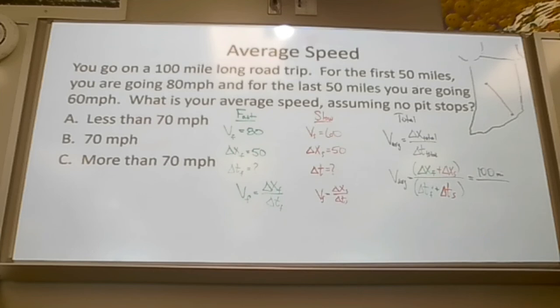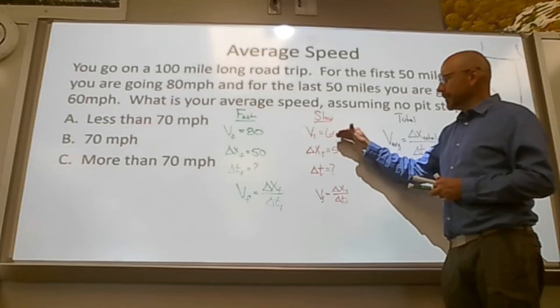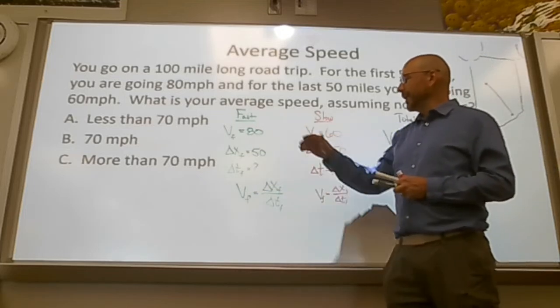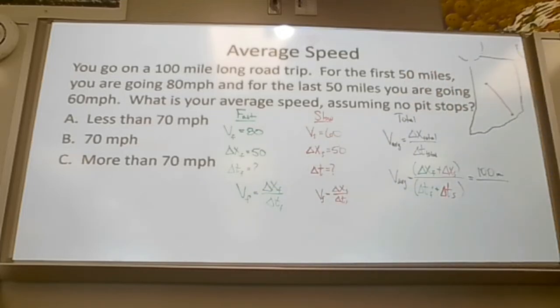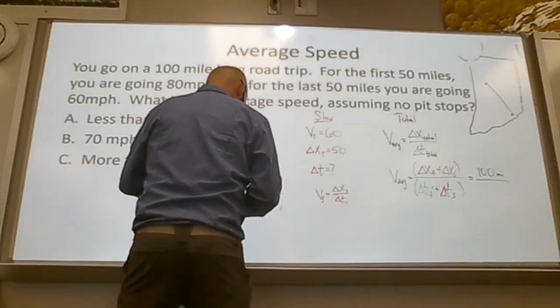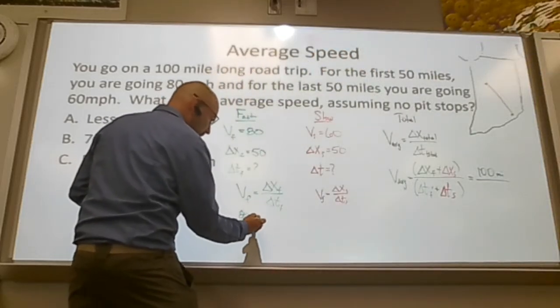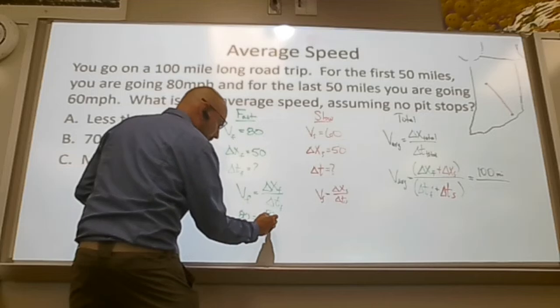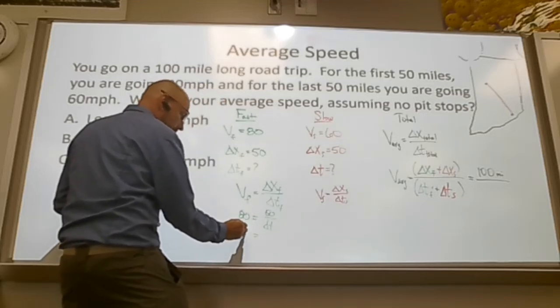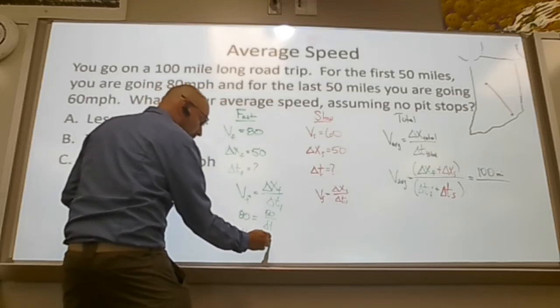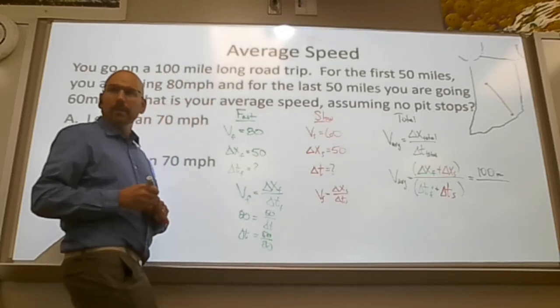Okay, how we doing? I know my total displacement is 100 miles. I know this is going 50 miles at 60 miles an hour, and this is 50 miles at 80 miles an hour, but I don't know anything about time. Could I find time, though? Yeah. Check it out. Going 80, and I'm going 50, so time is 50 over 80, whatever that is.